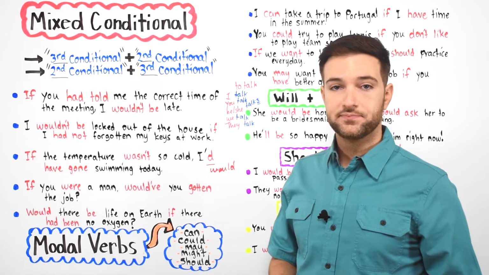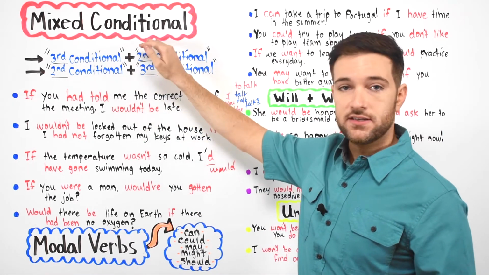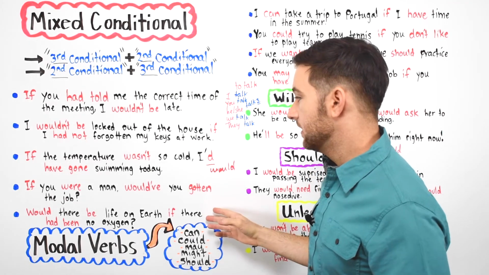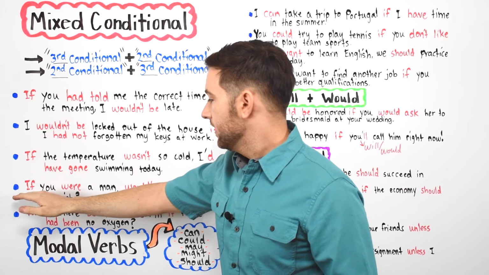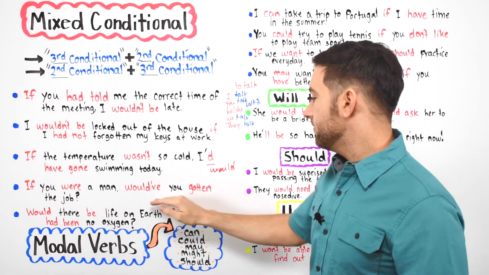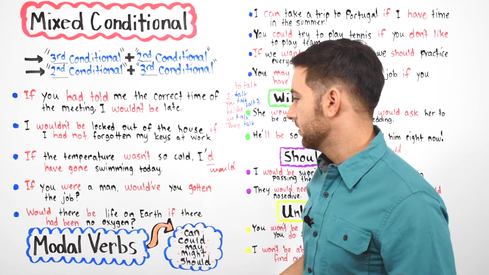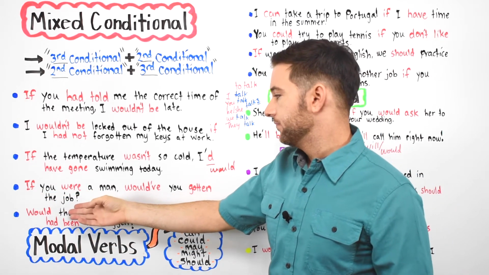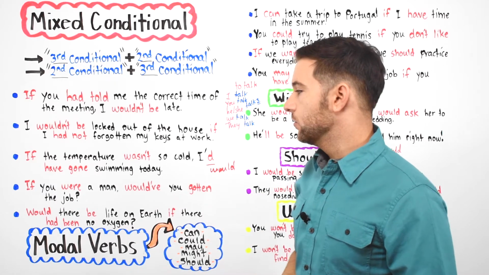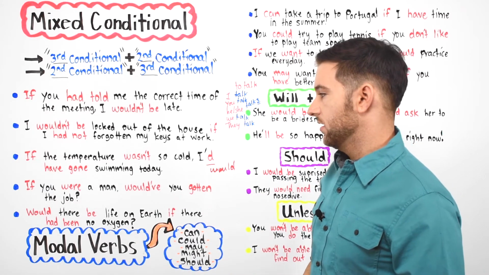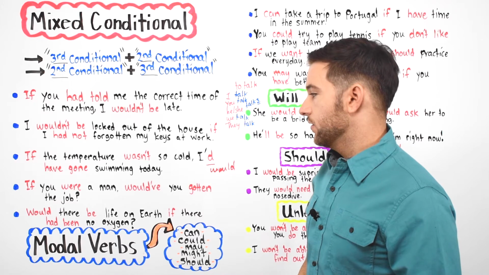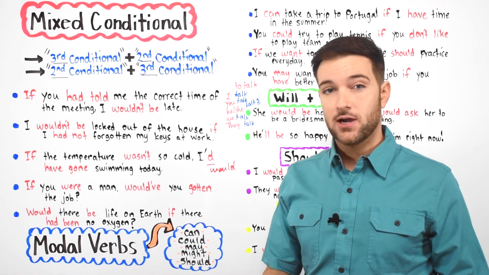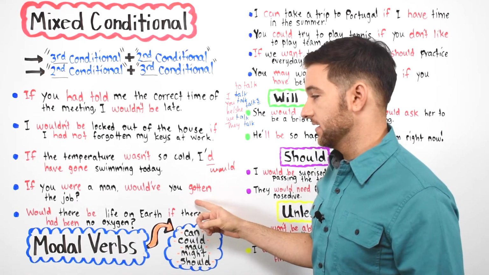Okay? Now, we can also use the mixed conditional for questions. Okay, so we have some questions right here. Let's go ahead and take a look. If you were a man, would you have gotten the job? So if you were a man, would you have gotten the job? Okay, so this is a question and we're trying to think of the result. The result being that you would have a job right now, but you didn't get the job in this case.